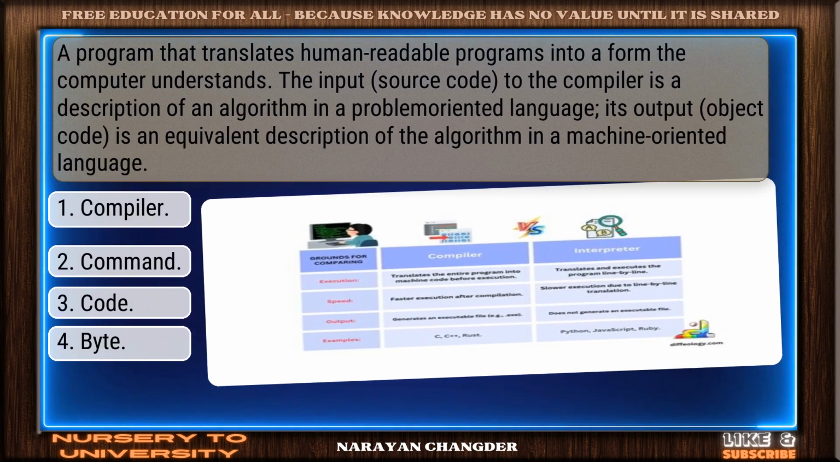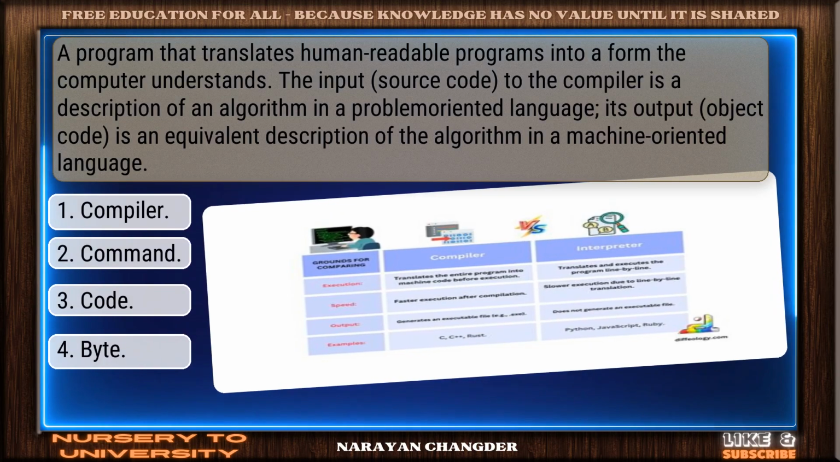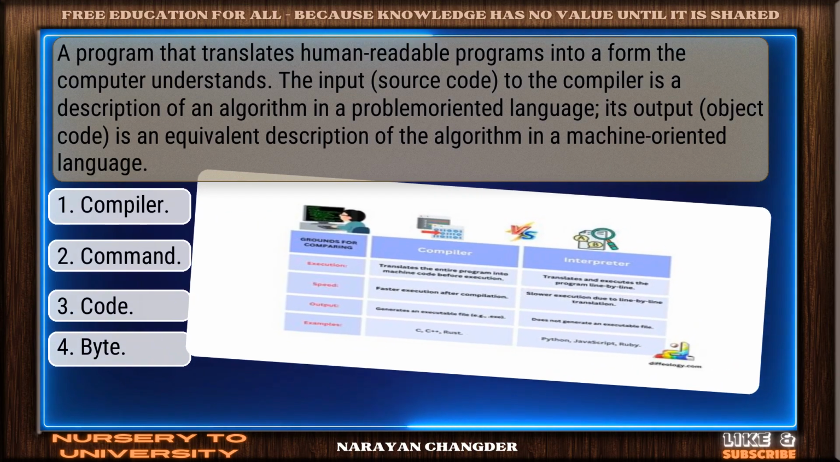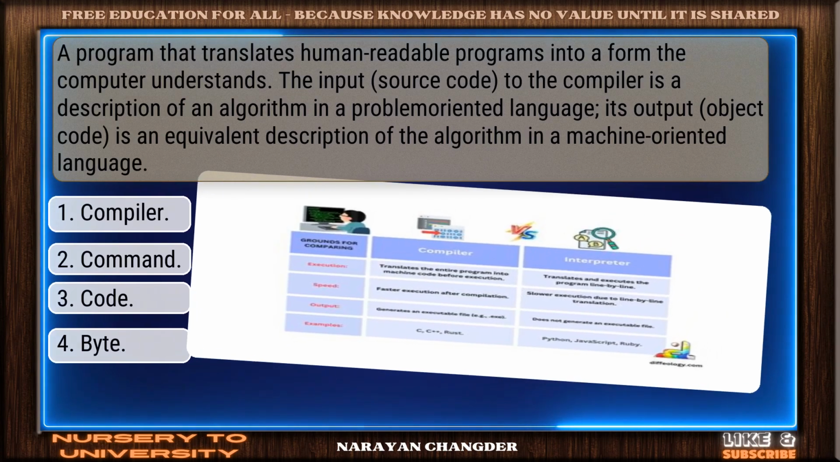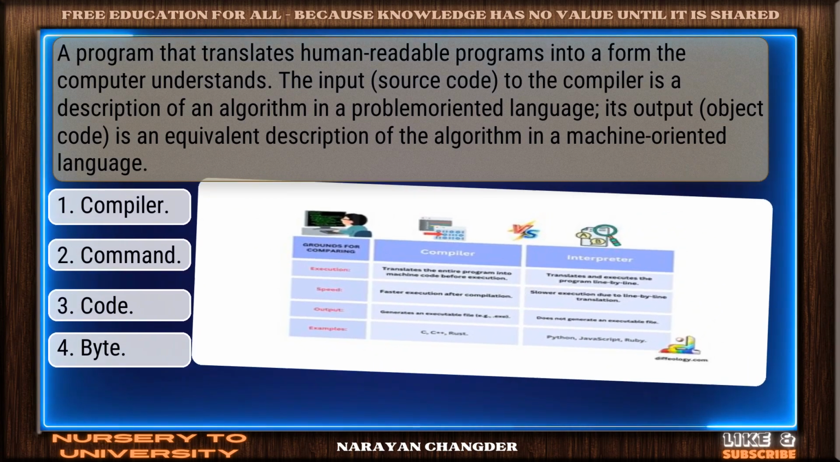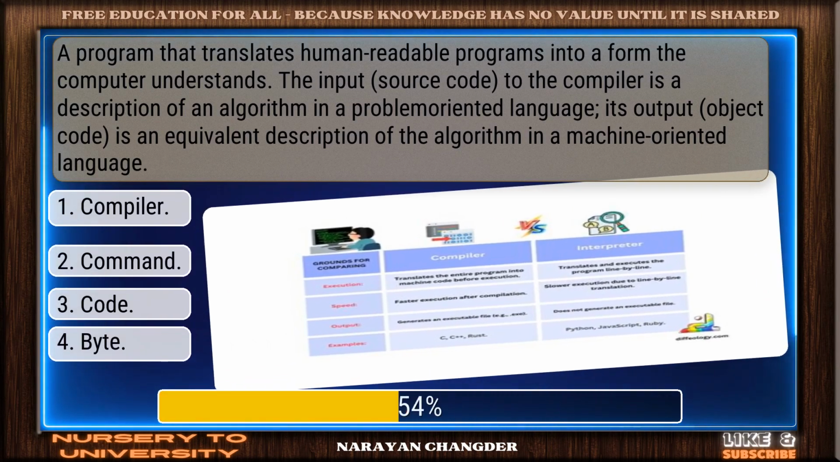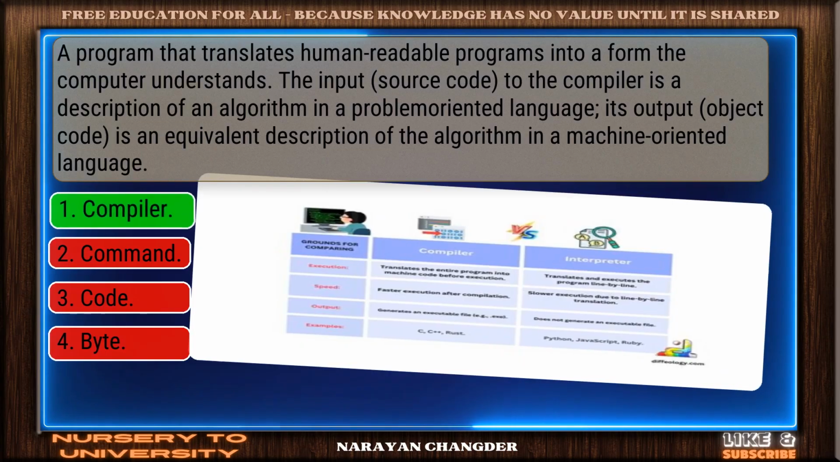Question number 2. A program that translates human-readable programs into a form the computer understands. The input to the compiler is a description of an algorithm in a problem-oriented language. Its output is an equivalent description of the algorithm in a machine-oriented language. Right choice. Compiler is the best answer.